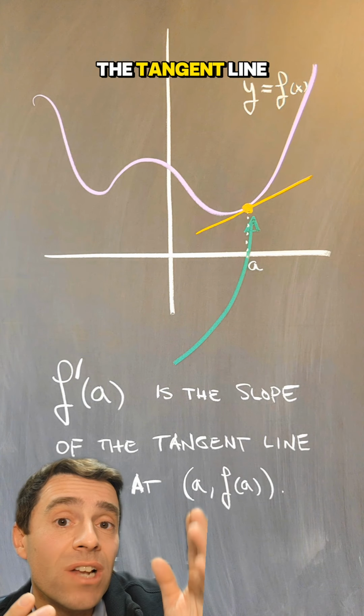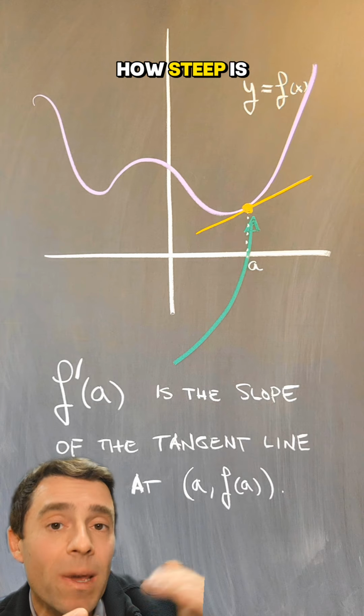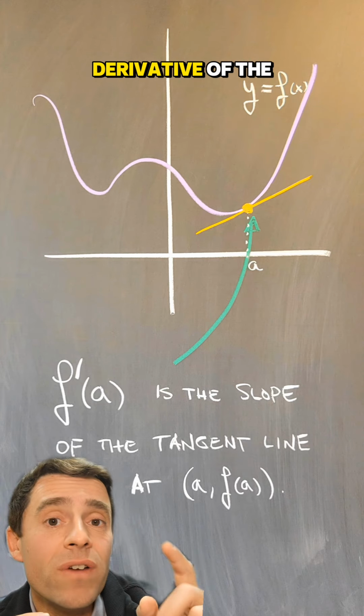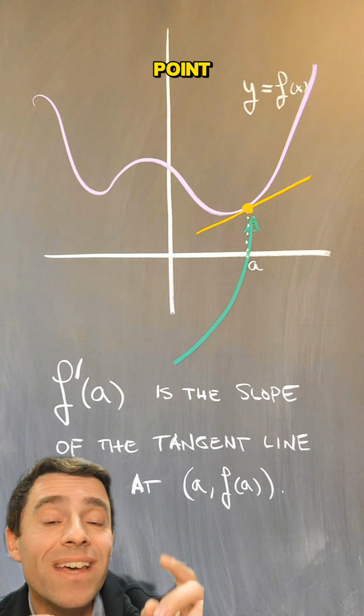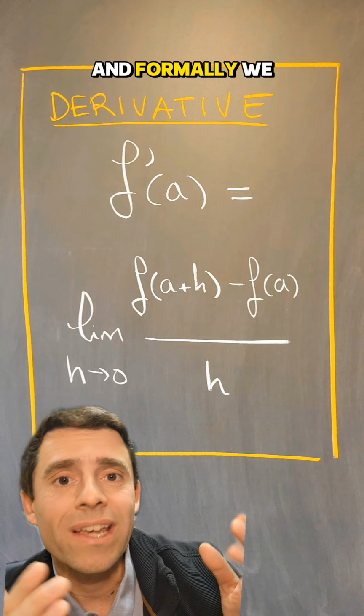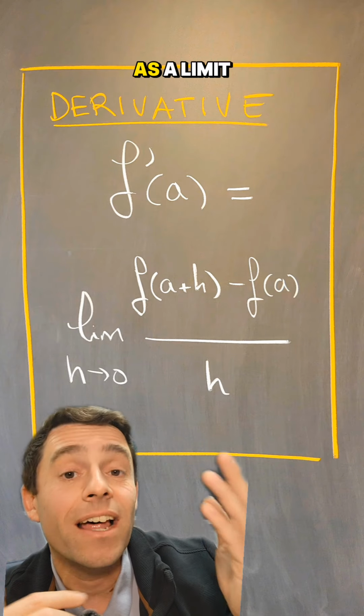And to determine the tangent line, the first thing we need to know is what is the slope? How steep is that tangent line? And precisely what we call the derivative of the function at a point gives me that slope of the tangent line. And formally, we actually define the derivative, the slope of the tangent line, as a limit.